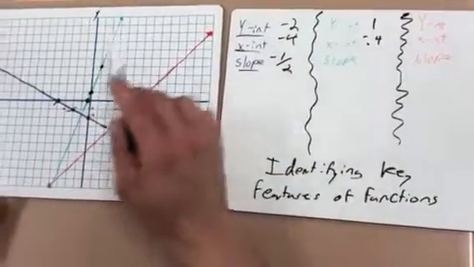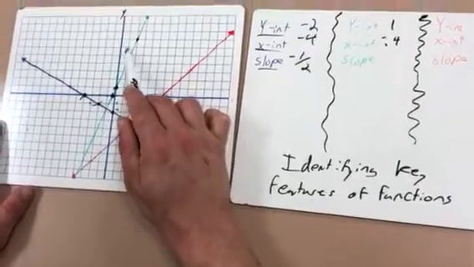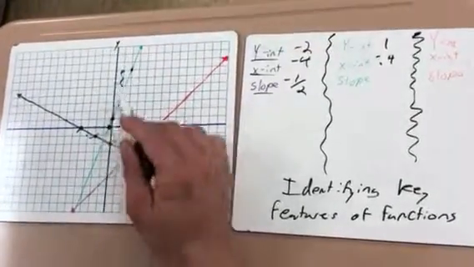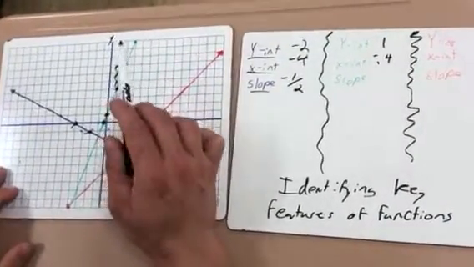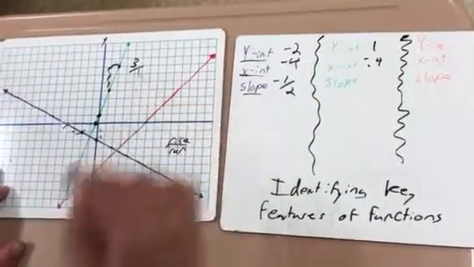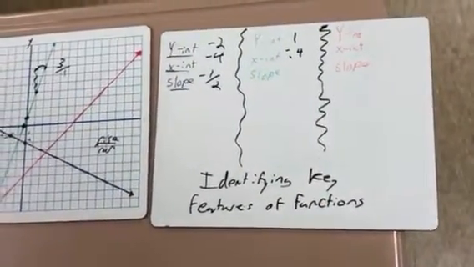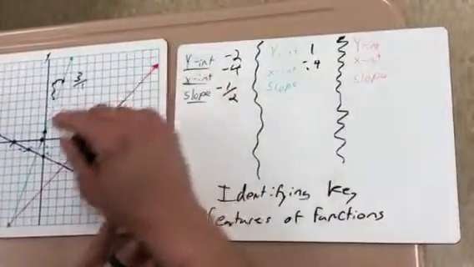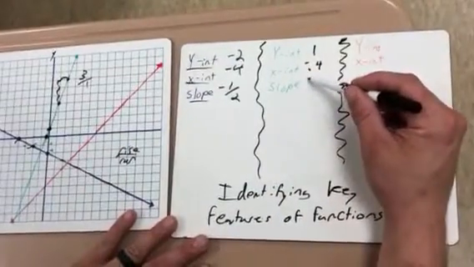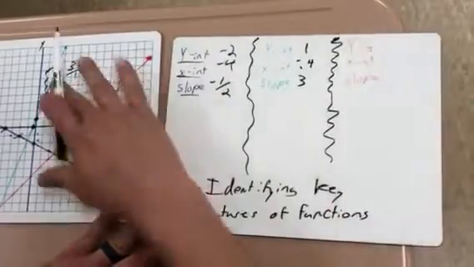Okay, so I'm going to start left and move right. I have to rise how many here? 1, 2, 3. And then I have to run 1. So that's going to be 3 over 1. The cool part about that, guys, is we don't always write our slope as 3 over 1. If I divide 3 by 1 on the calculator, I'm just going to get a 3. And I'm going to write that as a whole number.